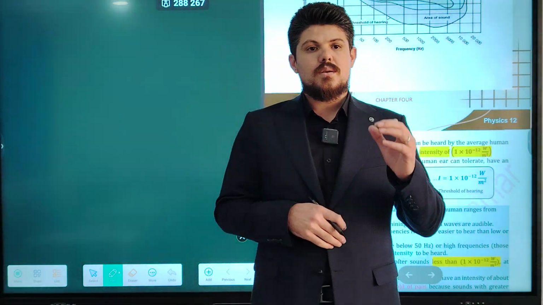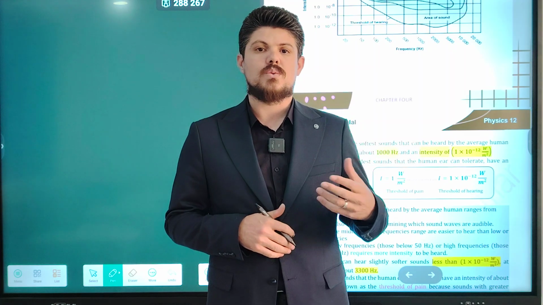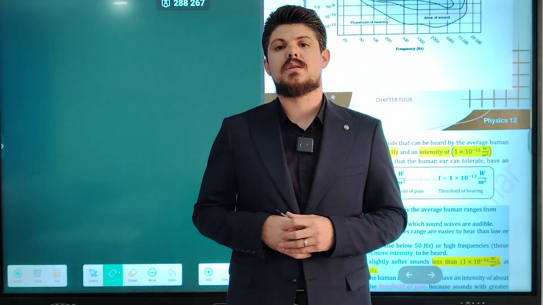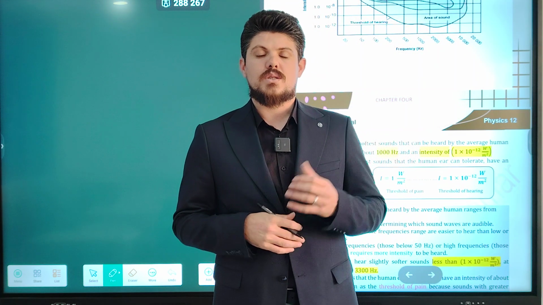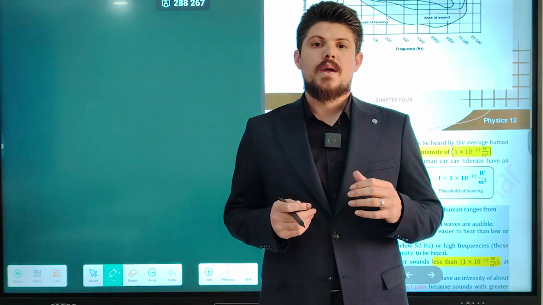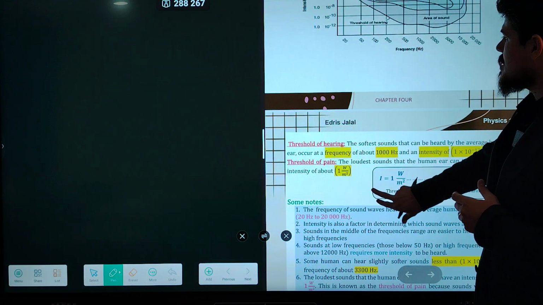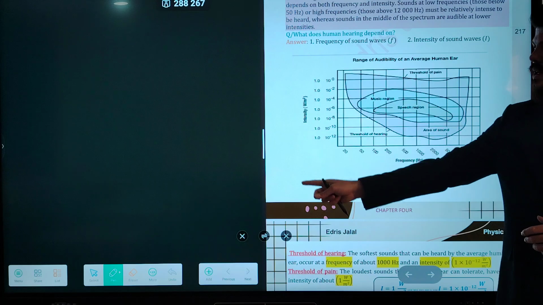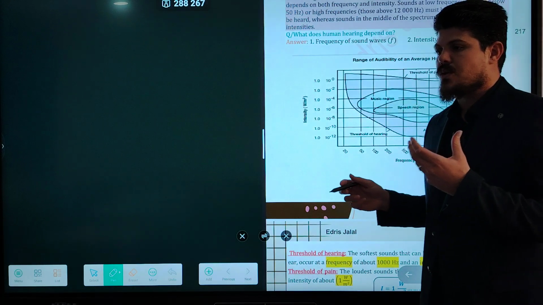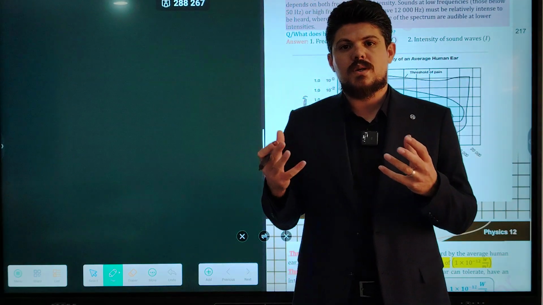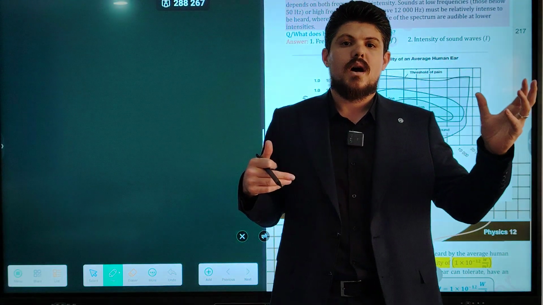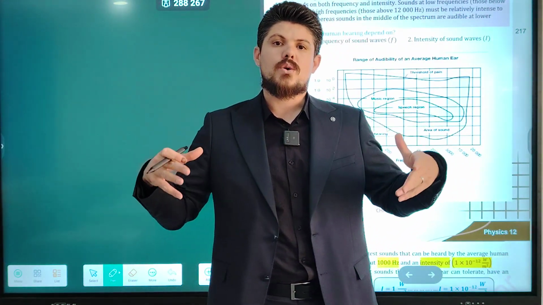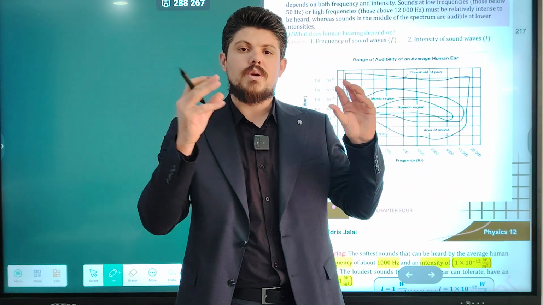After that, we studied that both frequency and intensity are determinants of which sounds are audible. So the audibility of the sound, or human hearing, does not depend on frequency only. It also depends on the intensity. For example, according to this figure, this graph or spectrum we studied in the previous lesson, this range between the intensity and the frequency. If you remember, we said low frequency below 50 hertz and higher frequency more than 12,000 hertz, in both cases require what? Require more intensity to be heard.